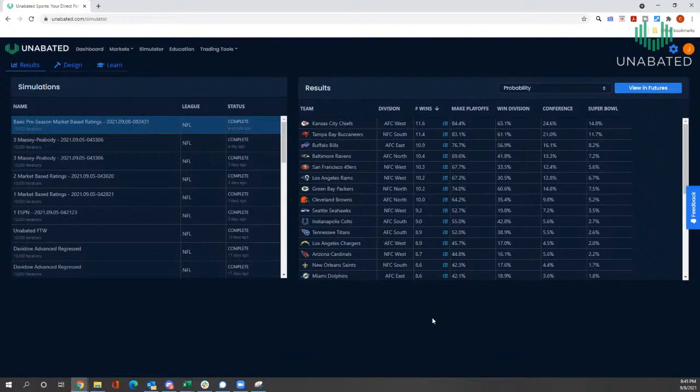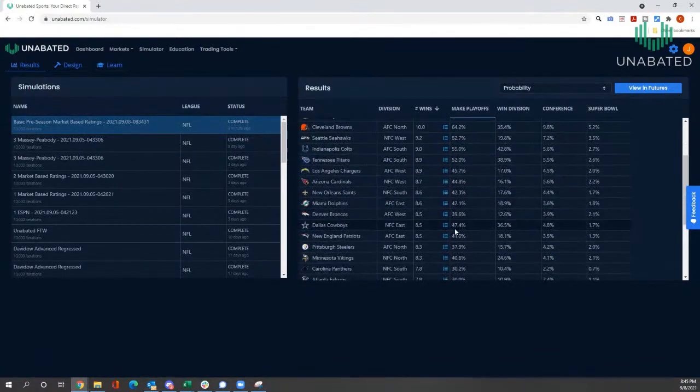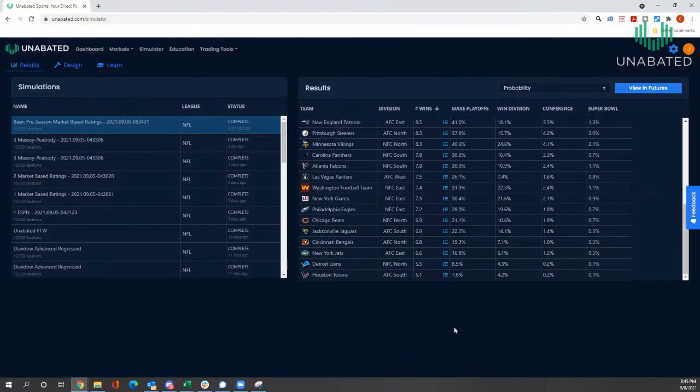Seems pretty reasonable. I'm sure the market's going to be higher than that, but almost 15% to win the Super Bowl. Chiefs, Bucks, that makes sense. I mean, this seems like what you'd expect. Let's go down to the bottom. How bad are the Texans going to be? 5.1. 7.6% chance of making the playoffs. Wow, they actually won the Super Bowl in one of the simulations.